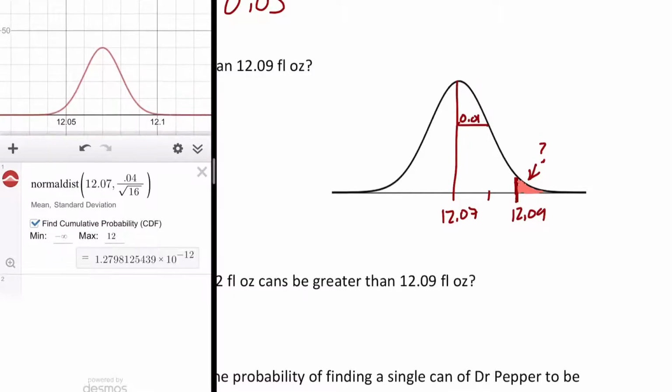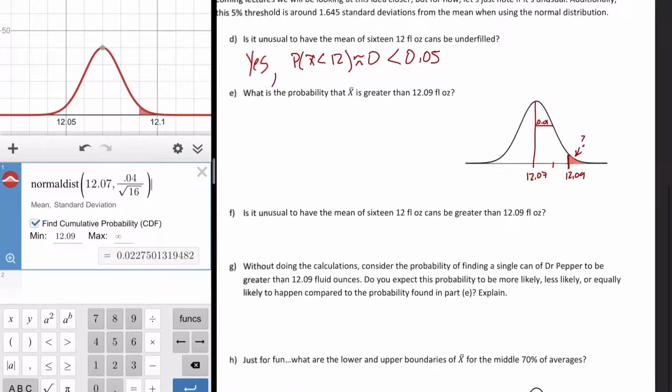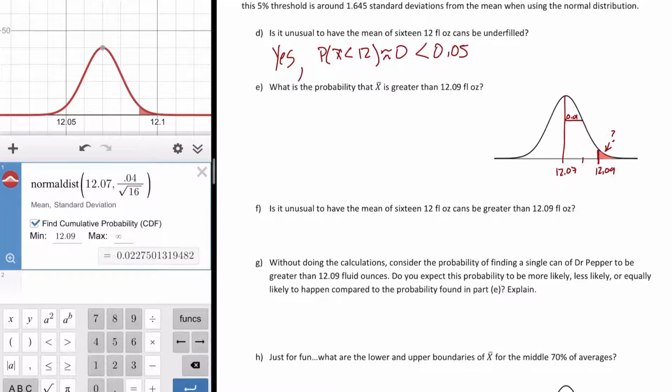All right, so let's go back to my calculator. My minimum is 12.09. My maximum, I'm going to delete the 12, and so there we have it. That's our shaded region, and it's at 0.0228. Notice that is the value if you get 2 standard deviations or above, and you're not using the empirical rule. That's actually what you get, because that 12.09 is a z-score of 2 standard deviations above the mean. So the probability that x bar is greater than 12.09 is equal to 0.0228.